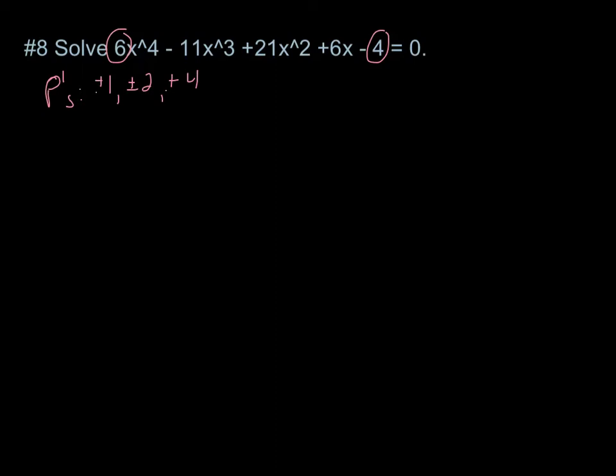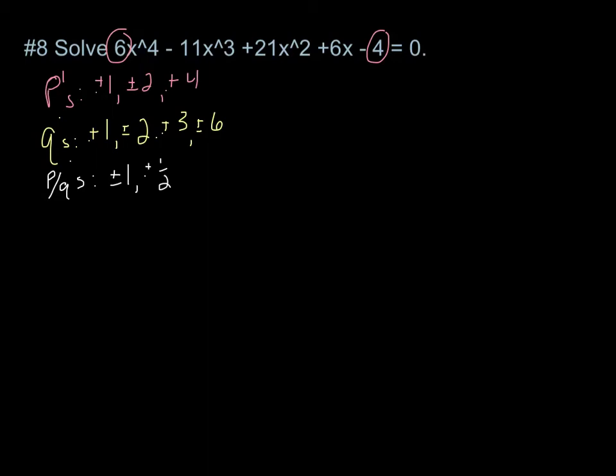Where do the q's come from? The q's come from the 6. Plus or minus 1, plus or minus 2, plus or minus 3, plus or minus 6. Okay, so now I need my p over q's. So I got, alright, each p over each q. 1 over 1 is 1. 1 over 2 is 1/2.